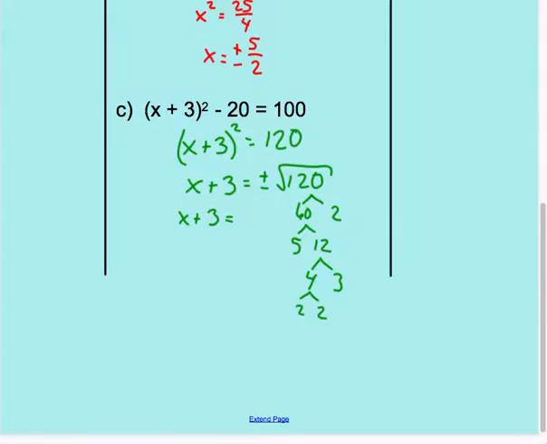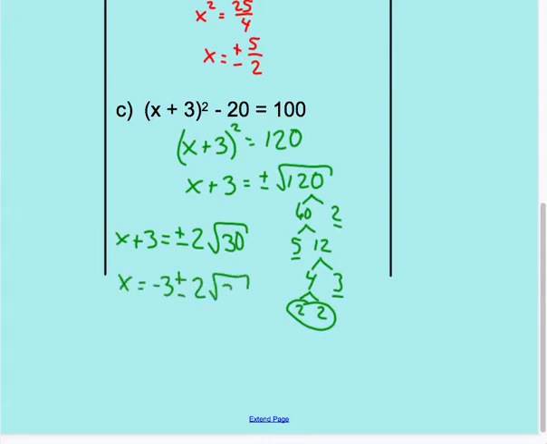So I'm going to move my work here a little bit. And we have x plus 3 equals plus or minus. We've got 1 pair here, 2. And then we've got 5 times 3 is 15, times 2 is 30. And then to finish solving, I'm going to subtract 3 from both sides. And when we format this, we always put the radical on the end. So it's negative 3 plus or minus 2 times the square root of 30. So the 2 answers for this equation are negative 3 plus 2 times the square root of 30, and then negative 3 minus 2 times the square root of 30.